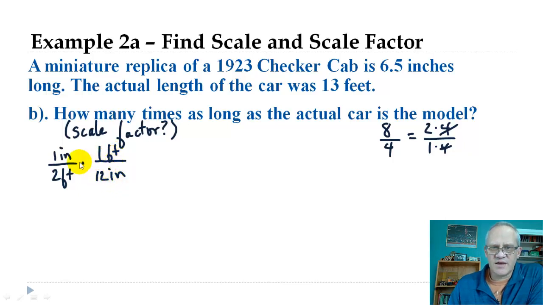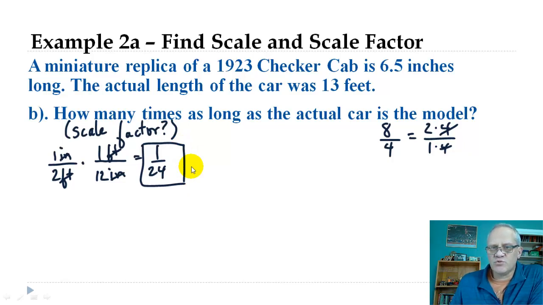When I multiply this now, guess what happens? The inches cancel out, the feet cancel out, and all I have to do is 1 times 1 is 1, 2 times 12 is 24. Guess what? There are no more units. All we have left, that's our scale factor, is 1/24. So in other words, it says how many times as long as the actual car is the model. So the model is what? 1/24 the length of the actual car. Okay? Does that make sense? A little tricky there.